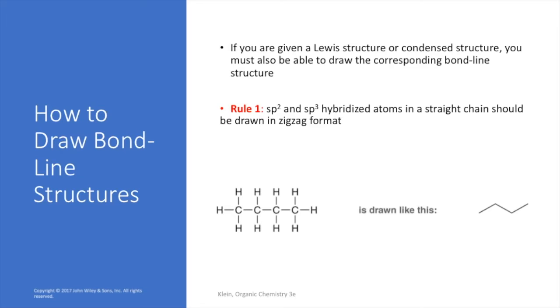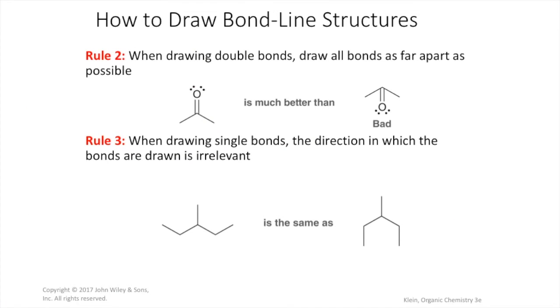So rule number 1, sp2 and sp3 atoms should always be drawn in a zigzag format. Rule number 2, when drawing double bonds, draw them as far apart as possible. So this is much nicer than this. Remember that this carbon is sp2 hybridized, so the bond angles should be 120 degrees, but this drawing does not accurately show that, so this one is not right.